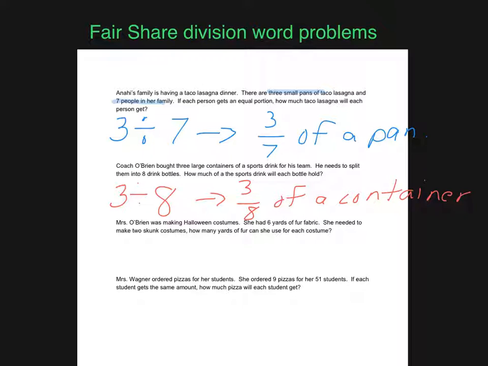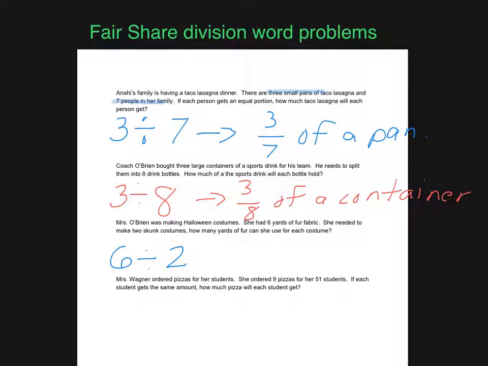Mrs. O'Brien was making Halloween costumes. She had 6 yards of fur fabric. She needed to make 2 skunk costumes. How many yards of fur can she use for each costume? So again, we are taking the fabric that she has, which that number would be 6. And we are making 2 costumes, so we need to split it evenly between 2 costumes.